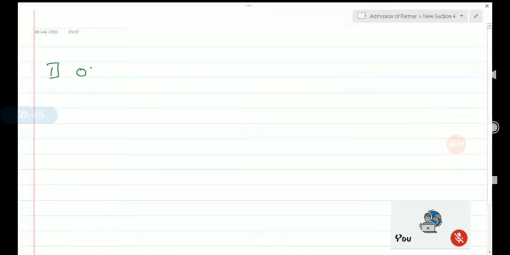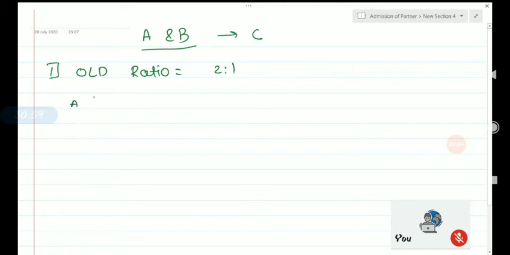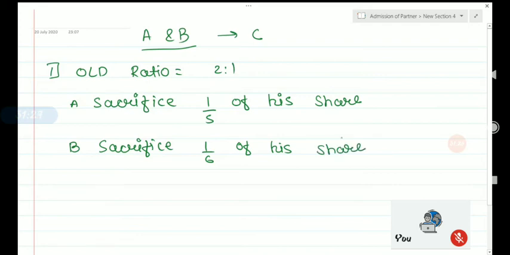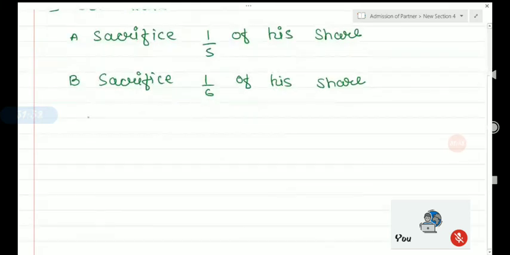First, old ratio is 2:1. A and B are partners and they are admitting C. A sacrifices 1/5 of his share and B sacrifices 1/6 of his share. You need to calculate the new ratio as well as the sacrifice ratio.